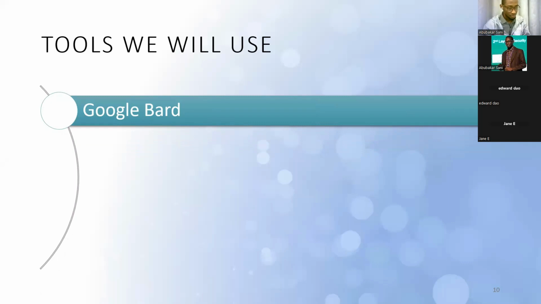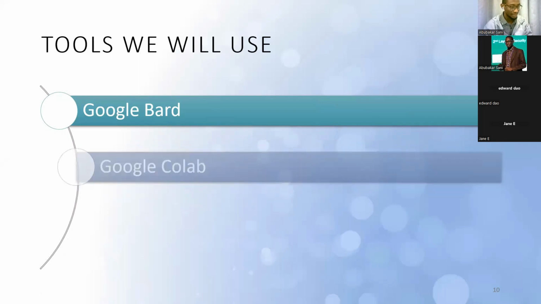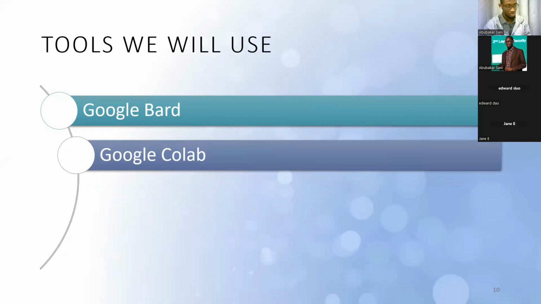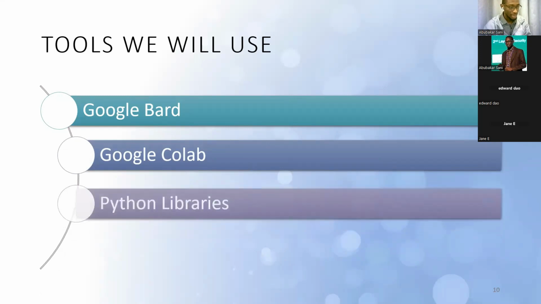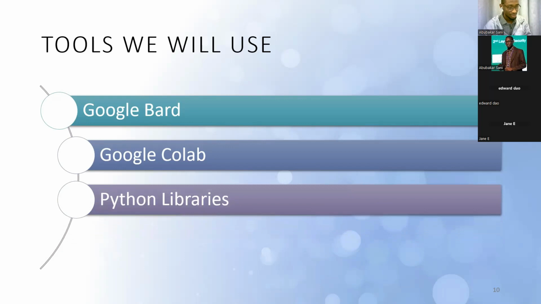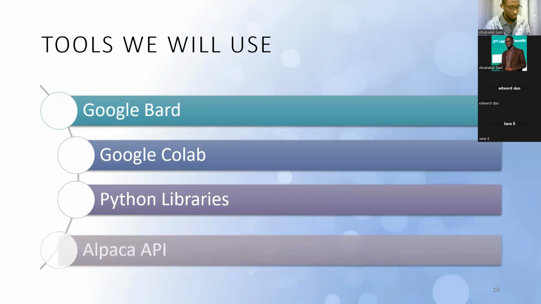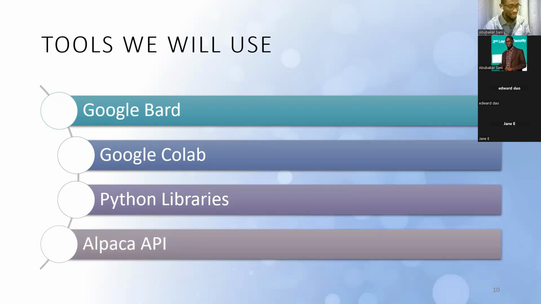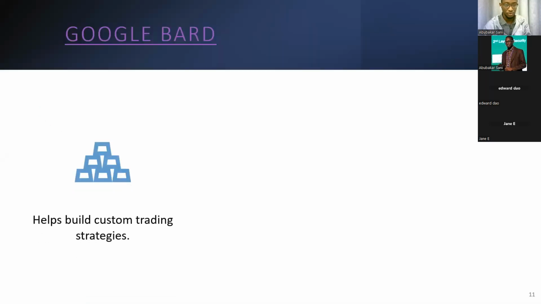Okay, so the first tool is Google Bard. If you know ChatGPT, well, Google Bard is like the same thing actually, but from Google, not from OpenAI. You have Google Colab. This is going to be our environment. Then we have Python libraries. These are going to be used by our AI to write our algorithm for us. And then you have the Alpaca API. So these are the four which we're going to use, and I will go a little bit deeper into each one of these. Okay, starting with Google Bard.